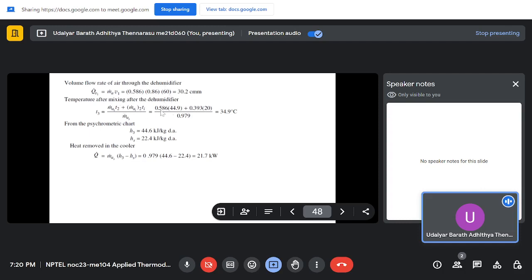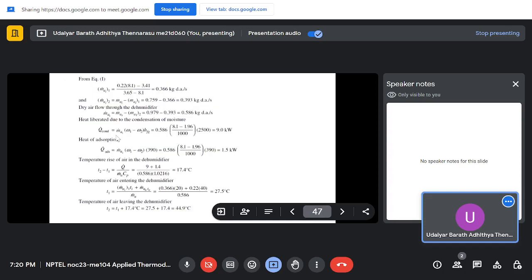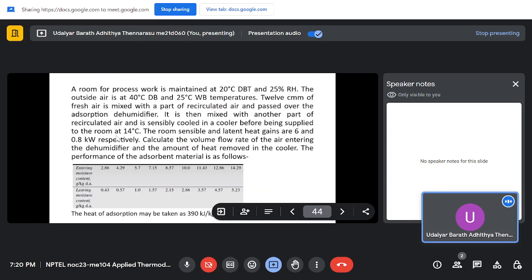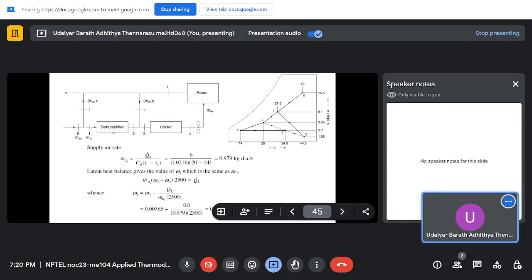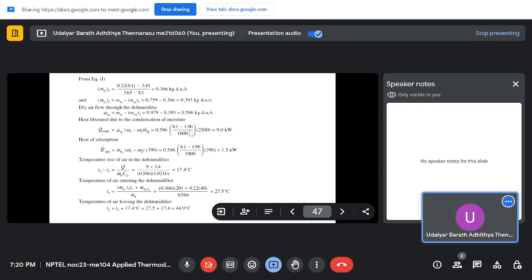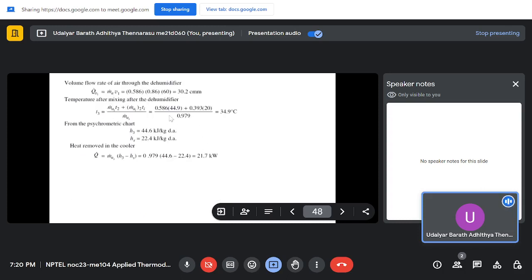Similarly, after the dehumidifier, after cooling, the temperature will be T3. The supply air, m dot A T3, equals m dot A1 T2 plus m dot A2 into T1, which equals m dot S. So substituting the values, we can find out the temperature at state 3, which is 34.9 degrees Celsius.